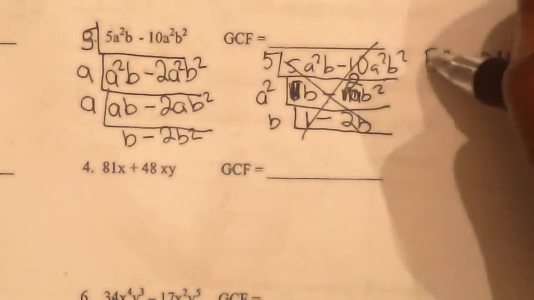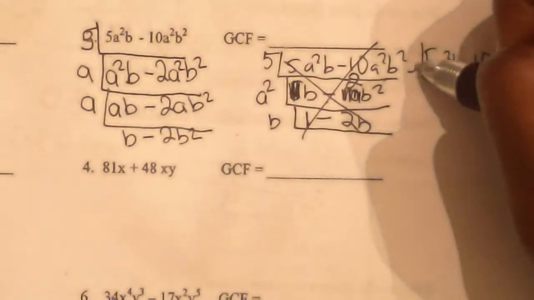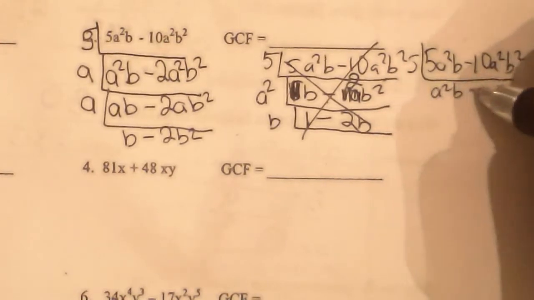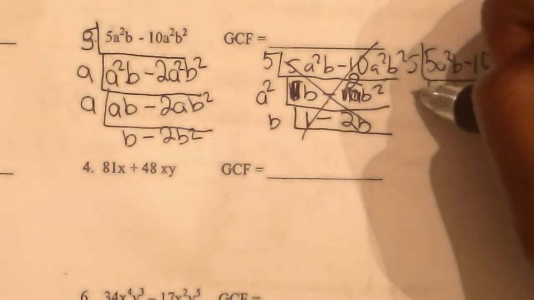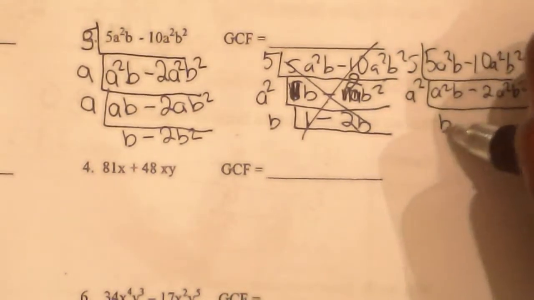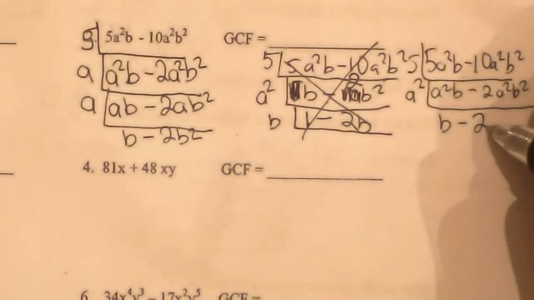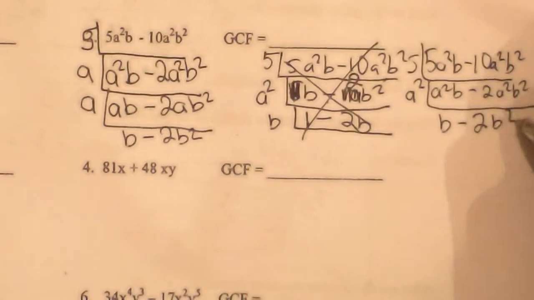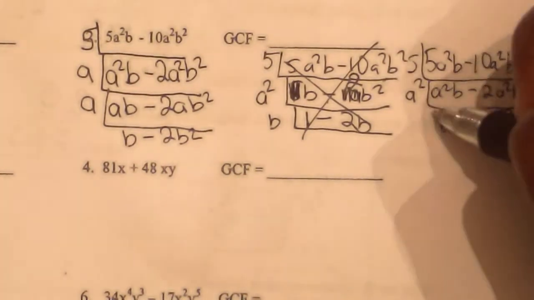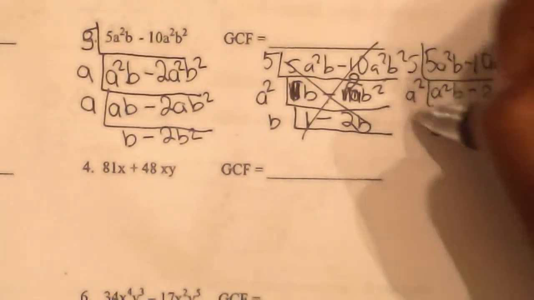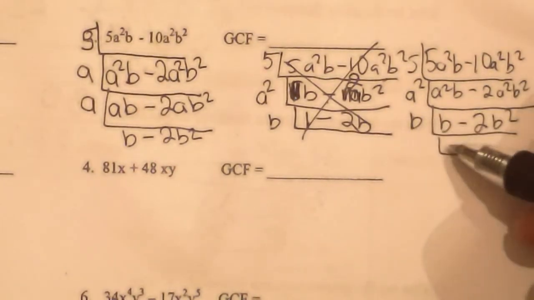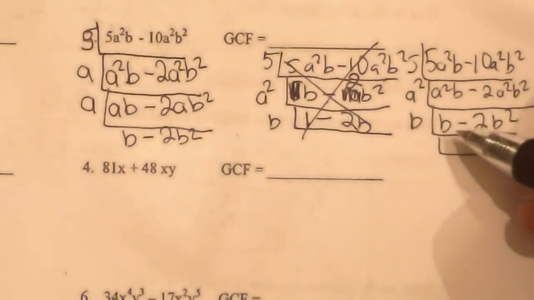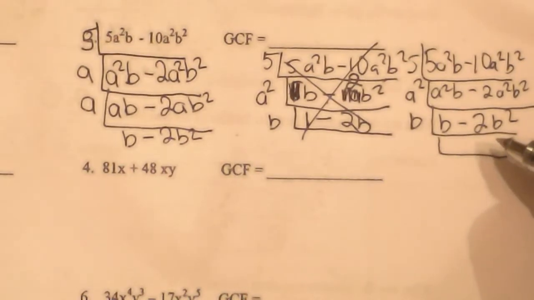We have this. So if we pull out a 5, that will leave us with a squared b minus 2a squared b squared. And then like I was saying previously, we could take out a squared, and that will leave us with b minus 2b squared. Then we see they both have a b in common, so we could pull out a b, and then that will leave us with what? B divided by b. You can't just leave it blank, because then you have blank minus 2b squared. You have to put a 1.